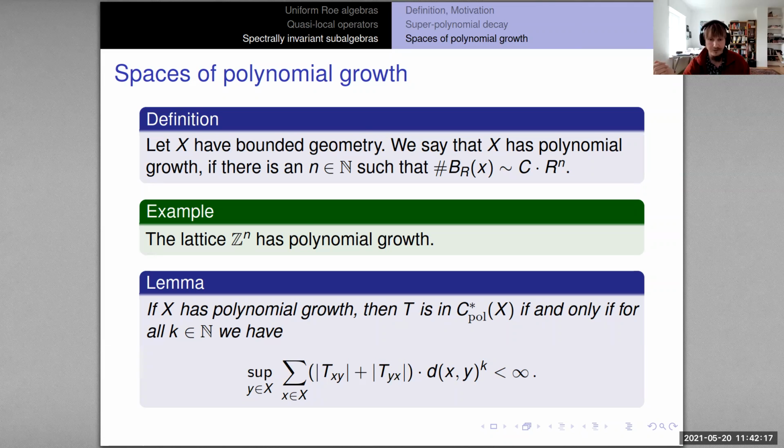Of course, the restriction to spaces of polynomial growth, depending on what you want to do, might be a hard restriction for you, or it might be okay for you. But if you just like to work with the lattice Z to the n, then this is perfectly fine for you. And especially, as I said, if you have a finite propagation operator, then its resolvent will satisfy this condition here in the polynomial growth case.